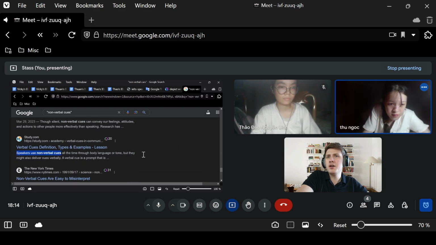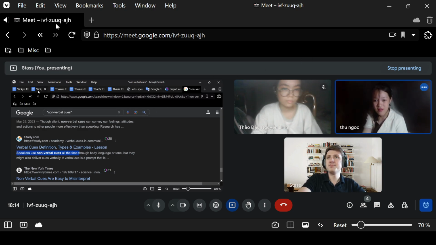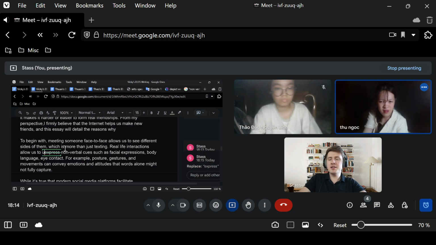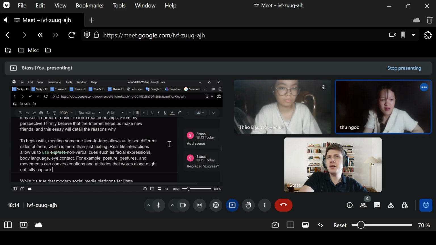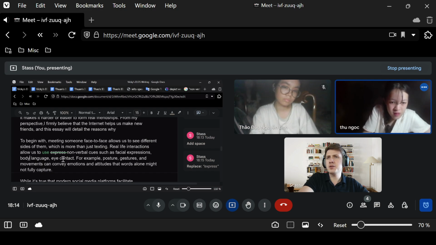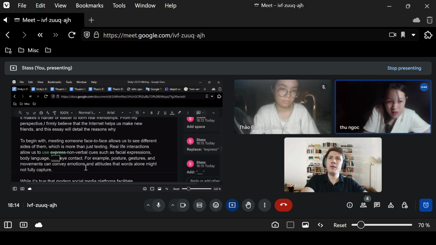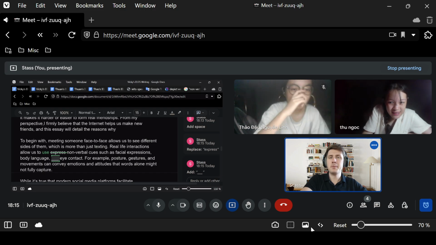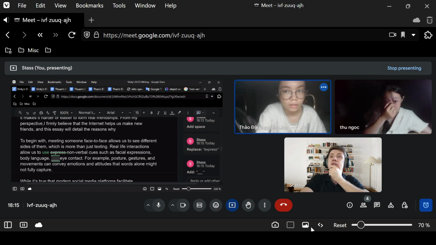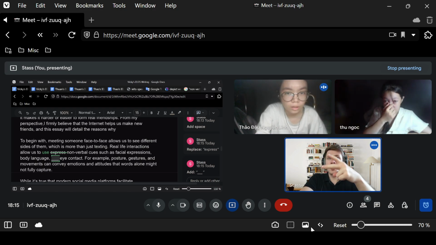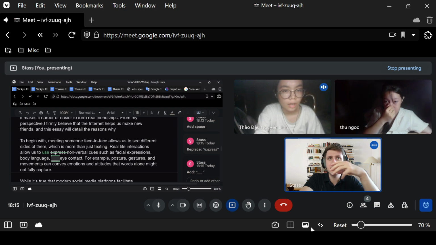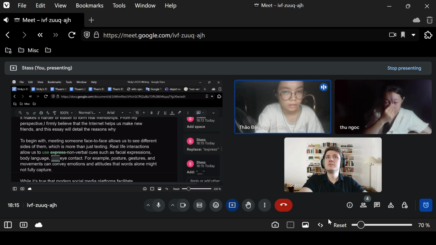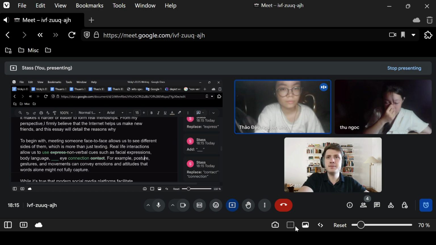Use. You see, speakers use non-verbal cues all the time. Use. So, express is not the best. So, to use such as facial expressions. What is missing here, Thao? Keep eye contact. Facial expressions, body language, keep eye contact. Eye contact. Eye connection. Eye connection. Yes? Yeah.